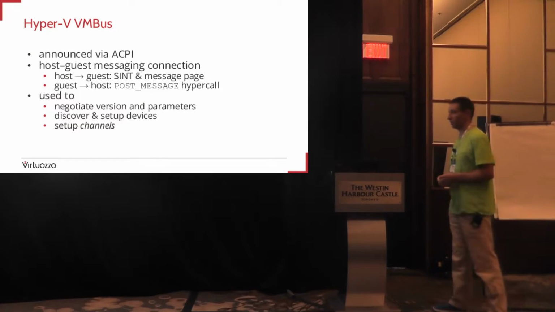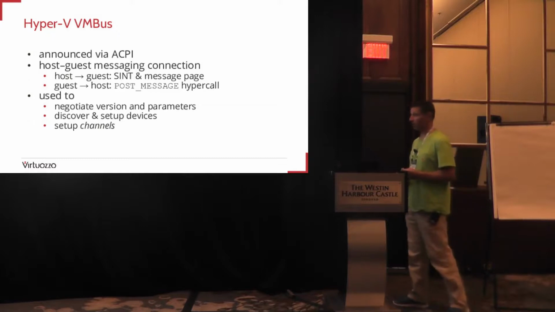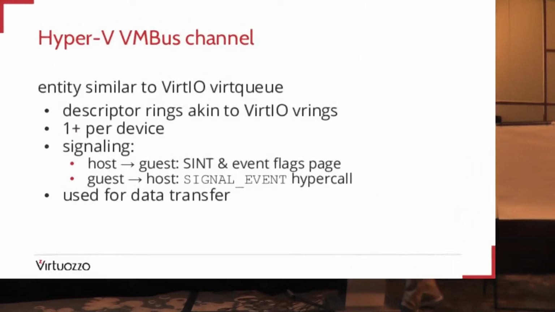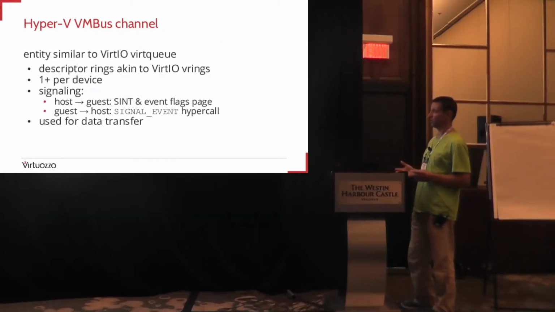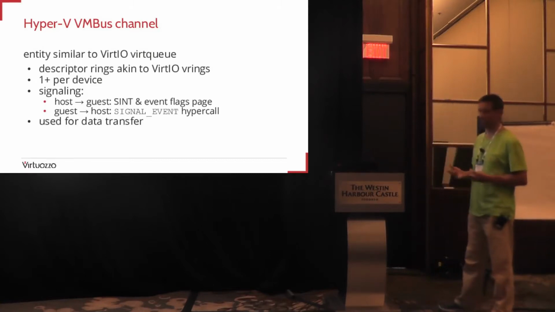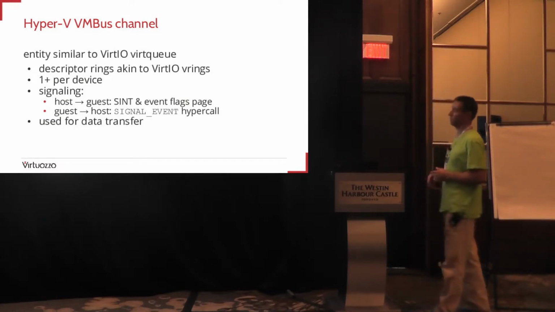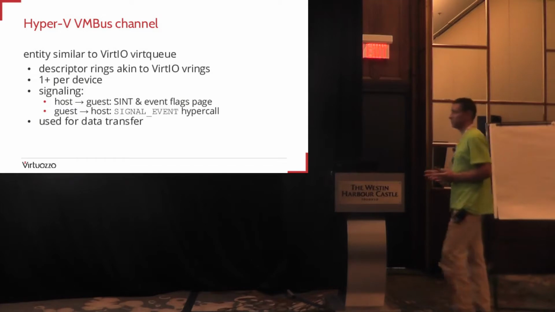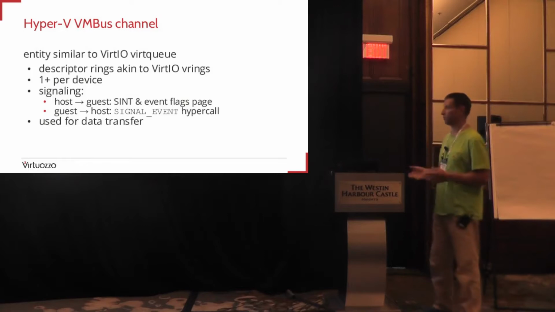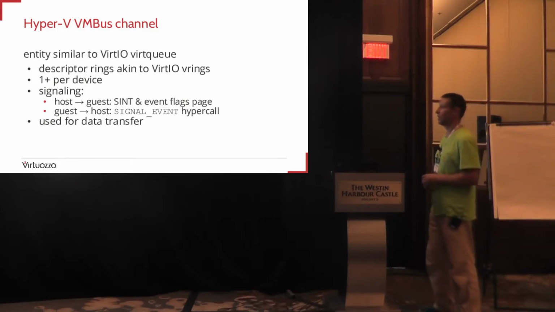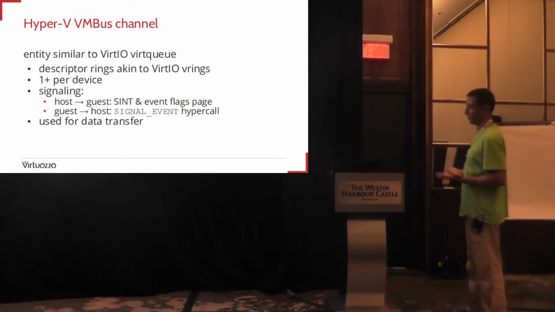and most importantly, setting up the data channels. So what are the data channels? The data channels are very similar to VirtIO. Basically, it's a set of ring buffers, similar to VirtIO vrings. There should be at least one per device, usually more than one.